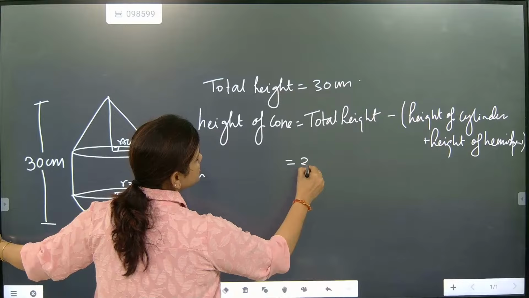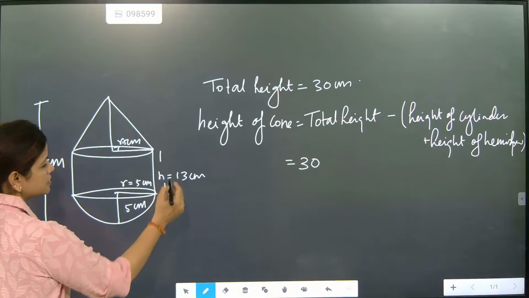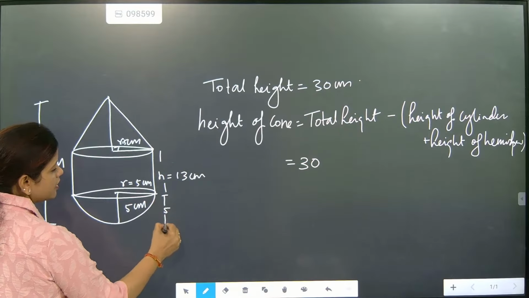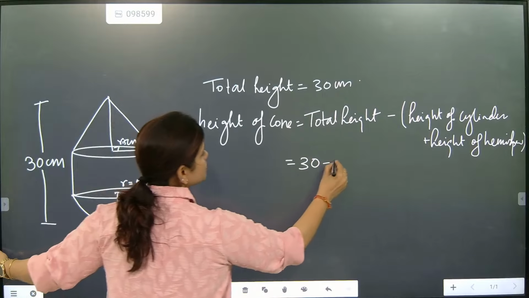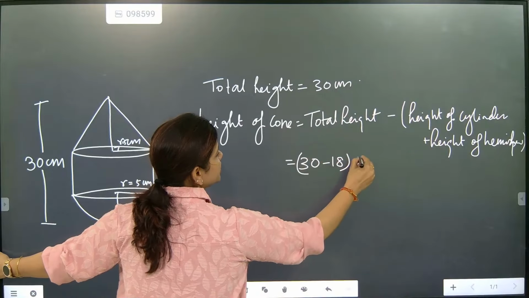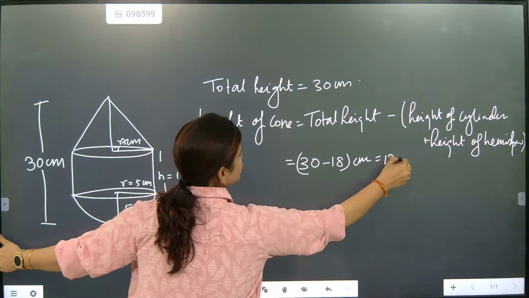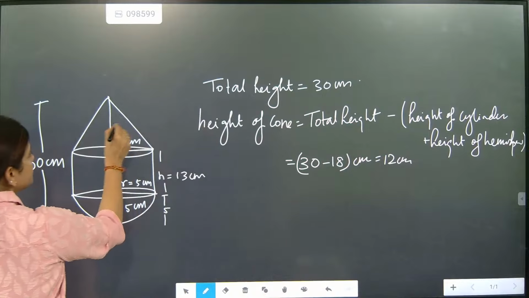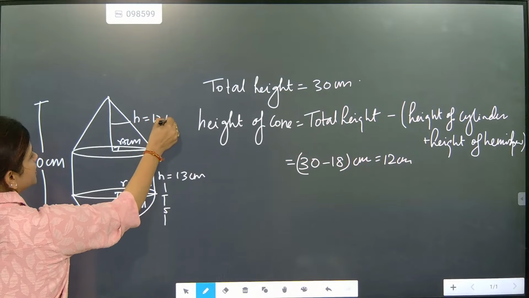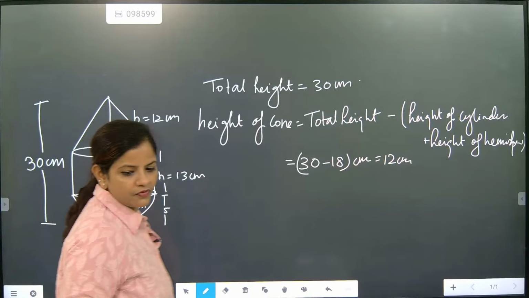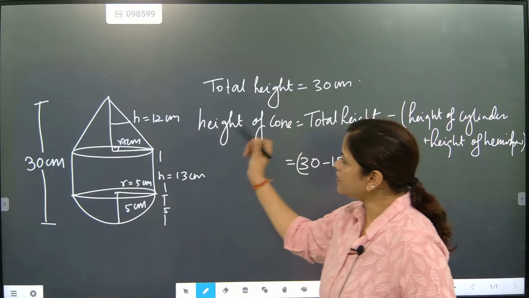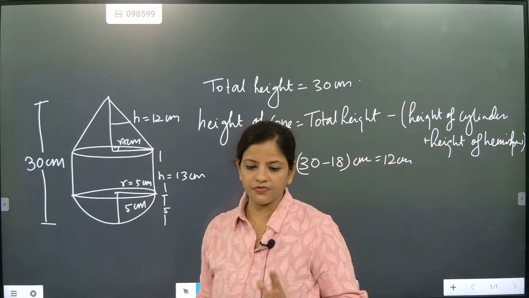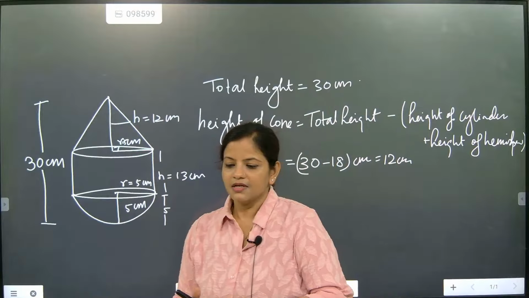So total height is 30. This part is 13 and this part is 5. So 13 plus 5, how much will come? 18. So 30 minus 18 centimeter will come as 12 centimeter. So this part height is coming as 12 centimeter. Done. Only this much we were needing. Now what we need to find here is the surface area.